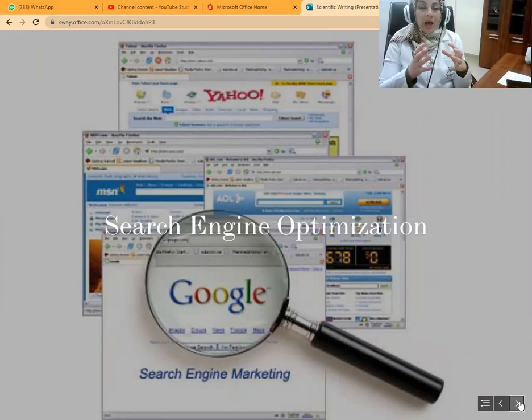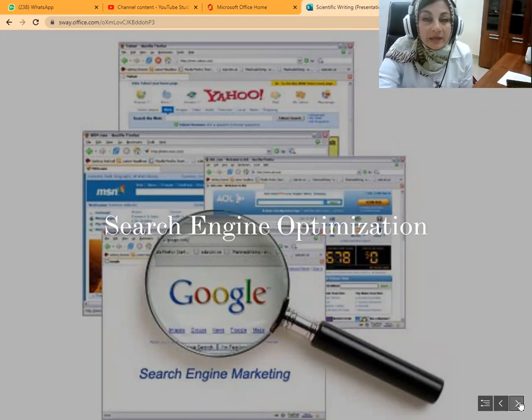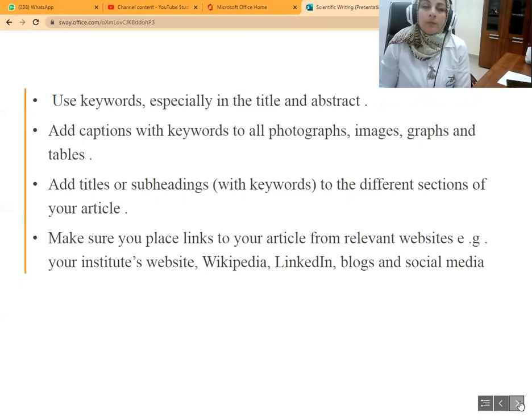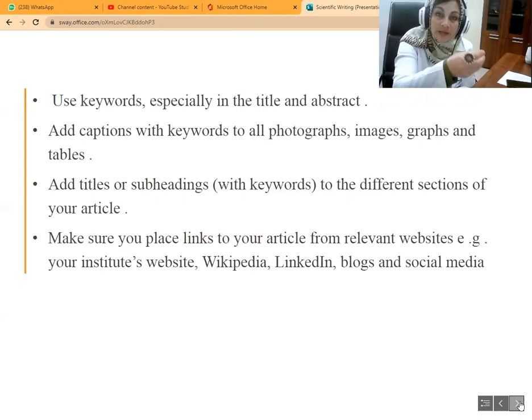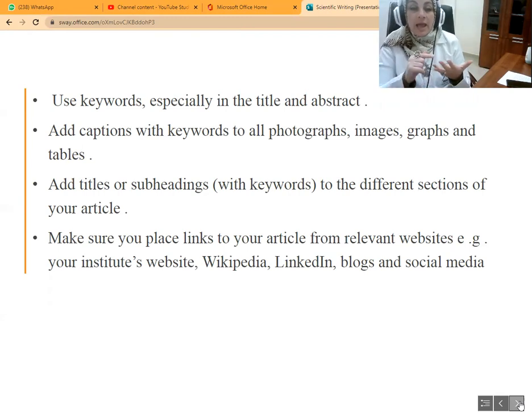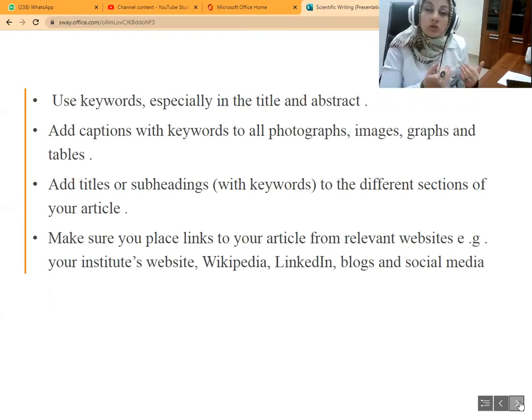But now, how do we make sure that the paper I've worked on is searchable? How do I make it search engine optimized? Well, make sure your keywords are very important and that they are mentioned in the title and the abstract. Add captions to the photographs, images, and graphs. Don't just put photographs without captions. Add titles or subheadings, keywords, to the different sections of your article. This makes it easy to be searchable.